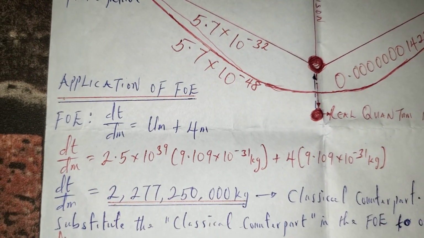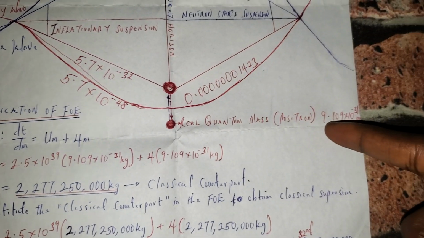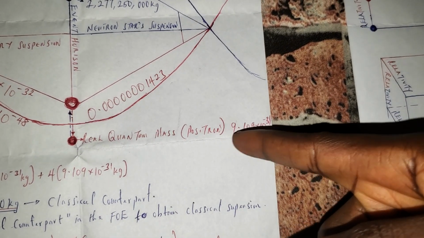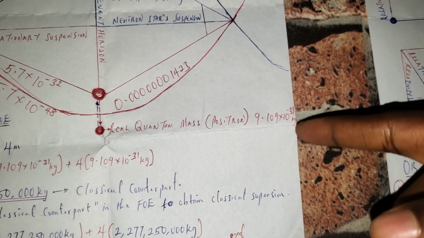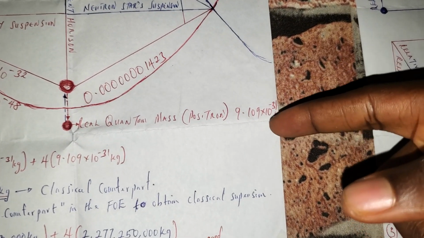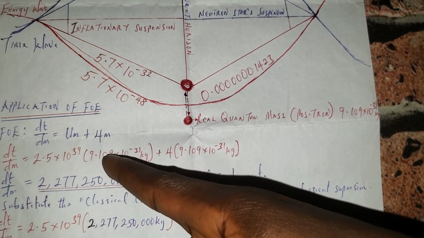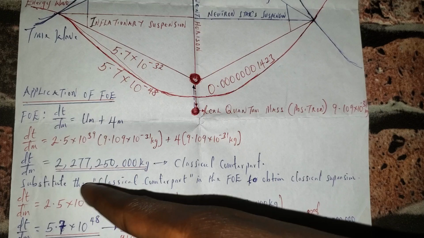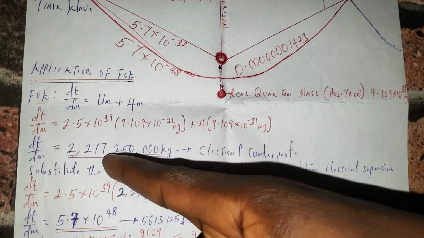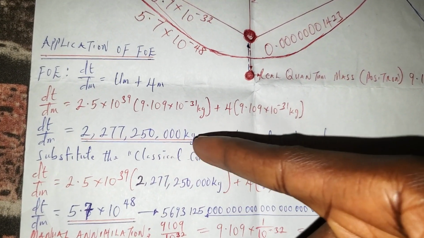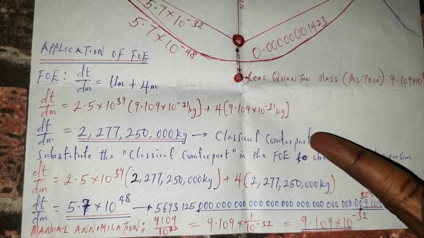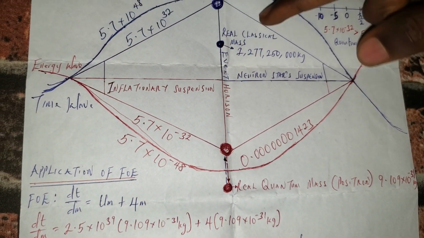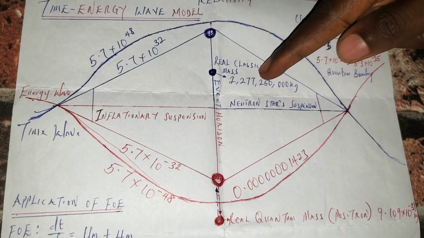We're going to use the value of positron. In this case, it is the same thing as the value of electron, which is 9.109 times 10 raised to power minus 31 kilogram. So when we put that in the formula, the answer we get is going to be 2,277,250,000 kilograms, and that is the classical counterpart. We have that being situated right here, and that is the real classical mass worth.